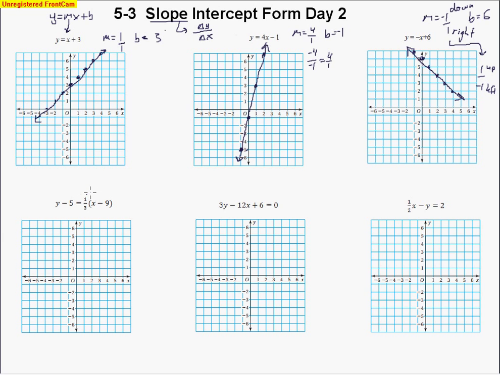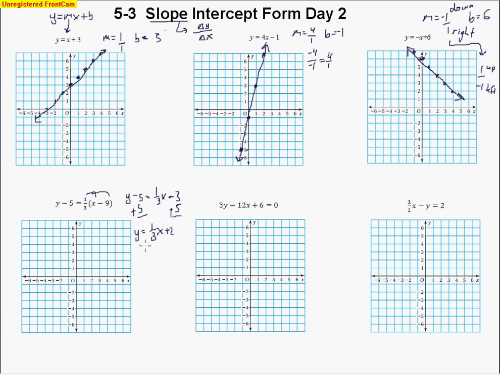So this one we have to solve for y first. The first thing I'm going to do is distribute that 1/3. And so I've got y minus 5 equals 1/3 x minus 3. I got the 3 because 1/3 of the 9 is just 3. From there I just need to add the 5 to both sides, and you'll see how you get y equals 1/3 x plus 2. So now I'm ready to go ahead and figure out the slope and the y-intercept.